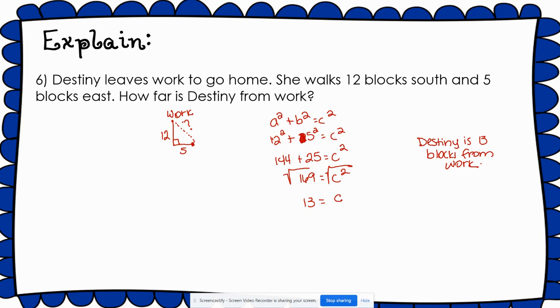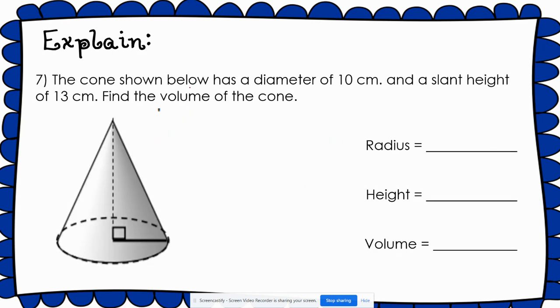Now for number 7, you see that you have a cone. The first thing I want you to do is go back up to the top of your page where it has the formula for the volume of a cone. It's actually missing one piece. So it is 1/3 times pi times radius squared, but there also should be an h there to represent height. So everybody add an h to your volume to represent height.